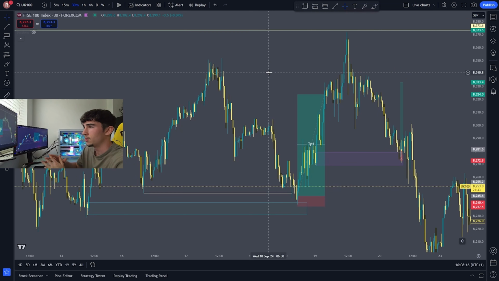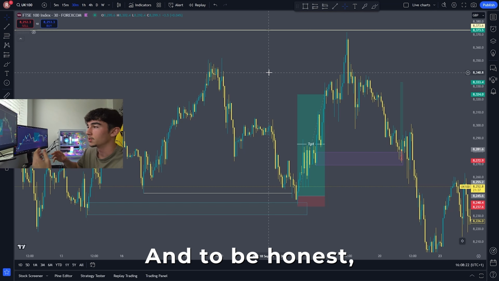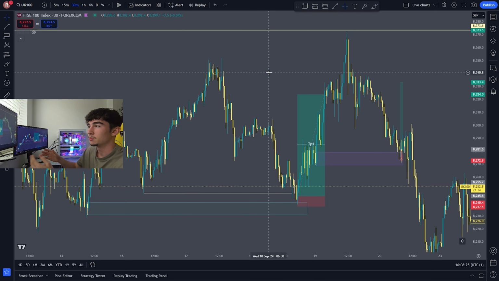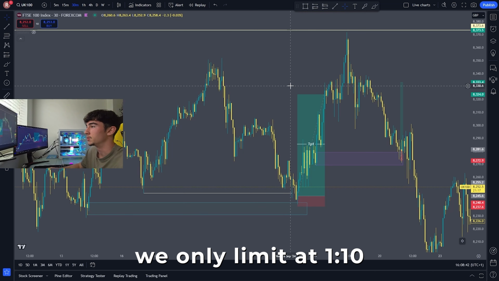Now, one thing I know is that a lot of you guys who trade normal supply and demand especially, you get pretty nervous when you're in drawdown. And to be honest, I don't blame you. If you have a max of maybe 1 to 2 risk to reward, it is very difficult to trade out of drawdown. I don't understand why people limit themselves, trading strategies that aren't as good, or even just limiting their profit at a 1 to 1, a 1 to 2. It doesn't really make sense, which is why we only limit at 1 to 10.